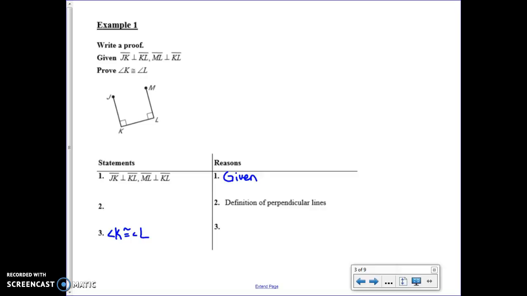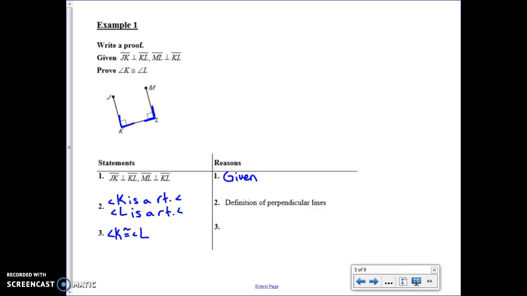Okay, so if I know that JK is perpendicular to KL, I should notice and see something here at that angle. And I notice that angle K is a right angle. And I'm using a little shorthand there. You can write it out if you want. And also from our given statement, ML is perpendicular to KL. Again, I see that right angle symbol, so I could say that angle L is a right angle. We know this because of definition of perpendicular lines.